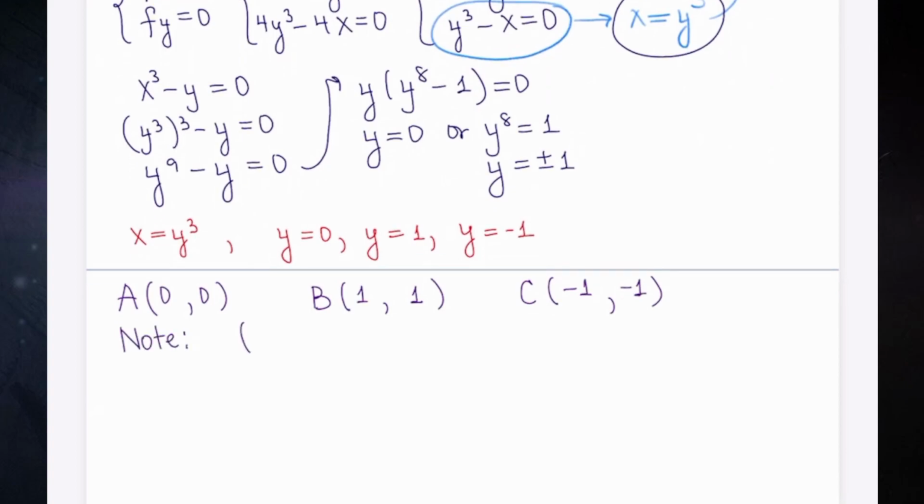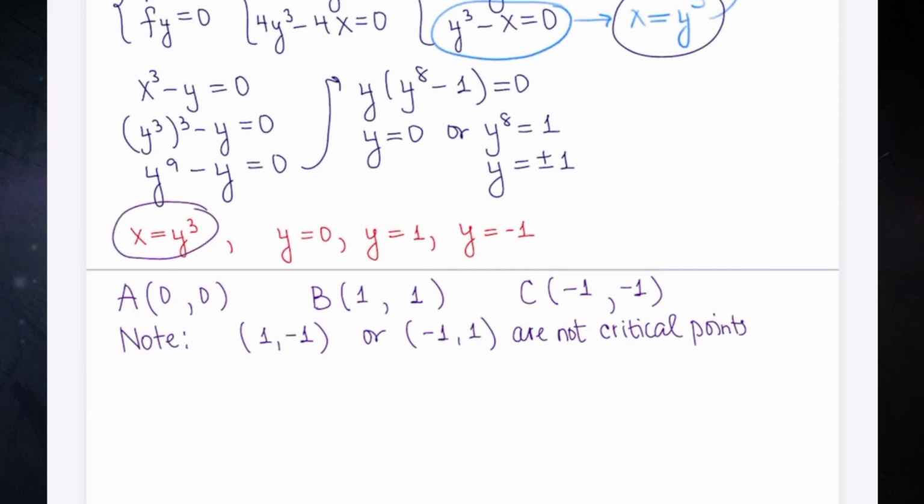that, let's say you decided to put this point right here. Okay. 1, negative 1, or negative 1, 1. That's not going to work. These are not critical points. Okay. Are not critical points. And why is that? Because they will not satisfy this relation right here. X is equal to y cubed.